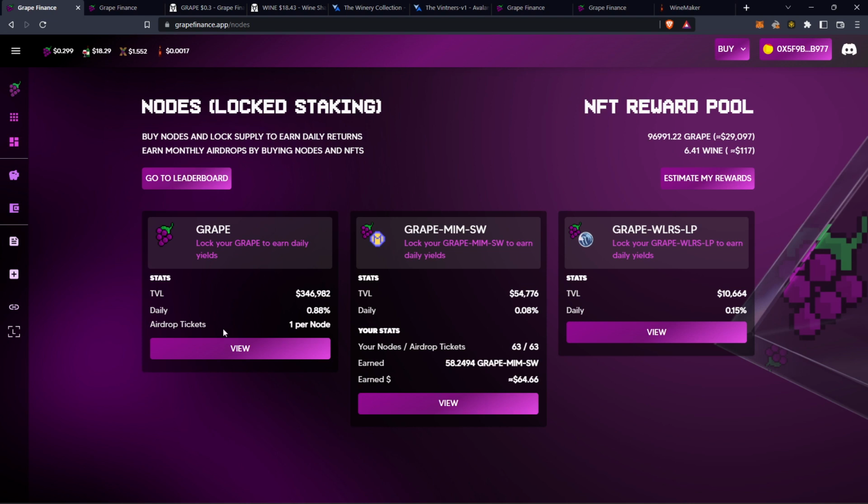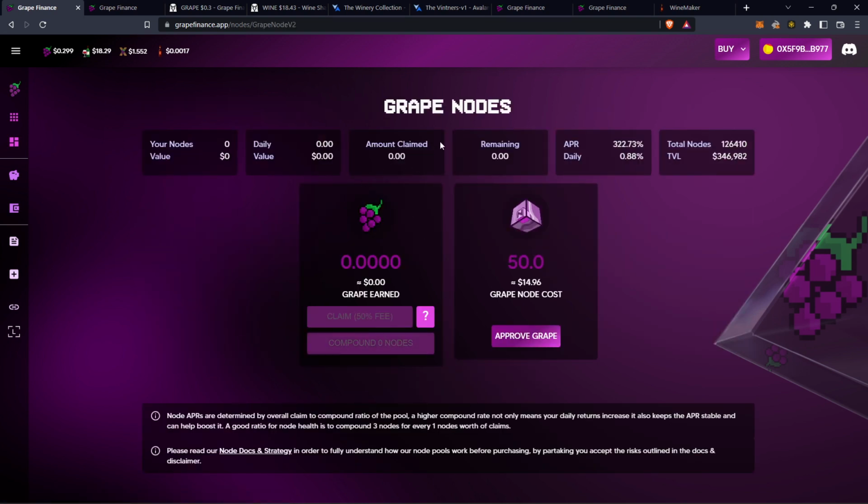A few people have also been worried about the dropping APR in the grape nodes. People said that it was discussed that if you compound, your APRs will increase. While that fact is true, the APR also depends on the TVL of the pool itself. So if very little or no new money comes into the pool, then the APR will of course drop. You could think of it as a safety mechanism where the pool protects itself from getting drained. That is it for the weekly update and the AMA recap.